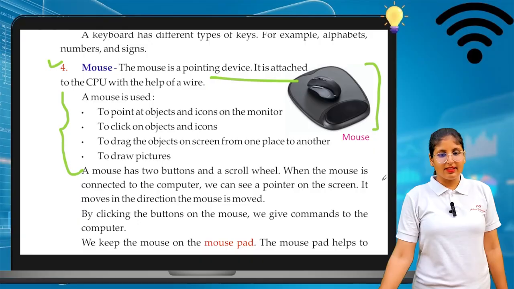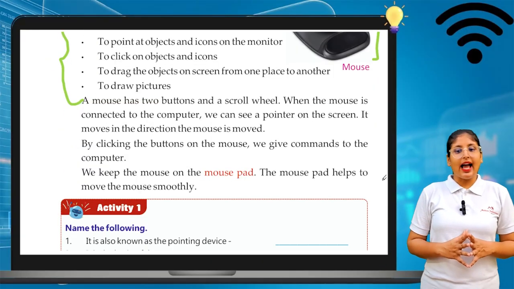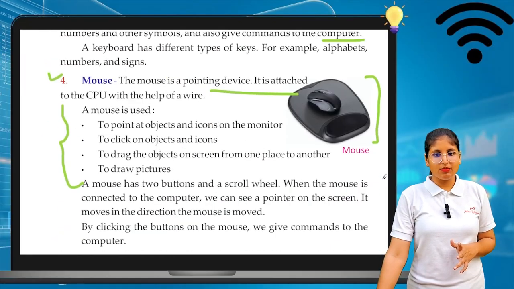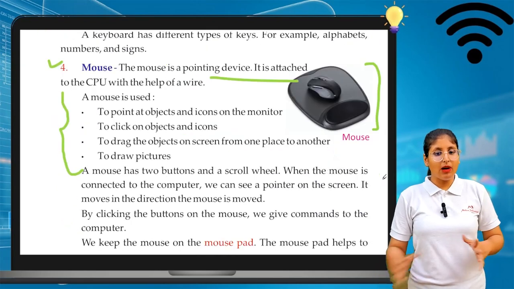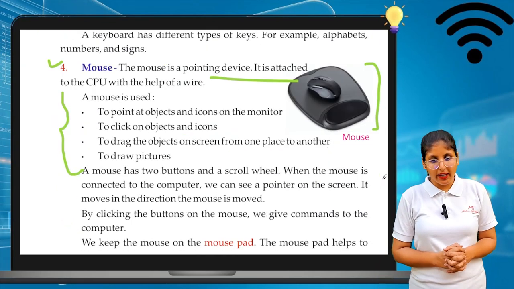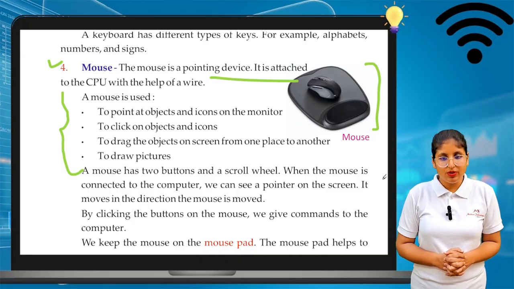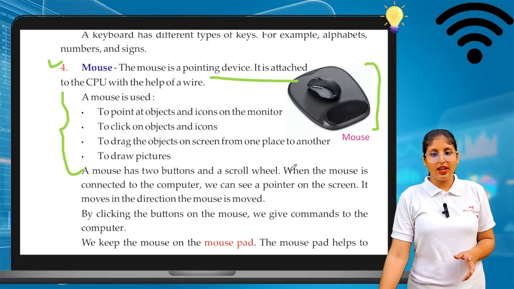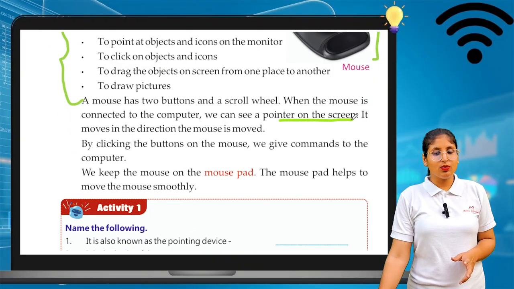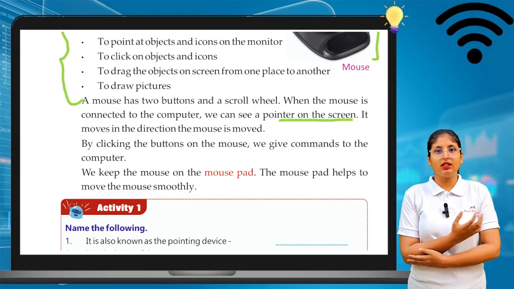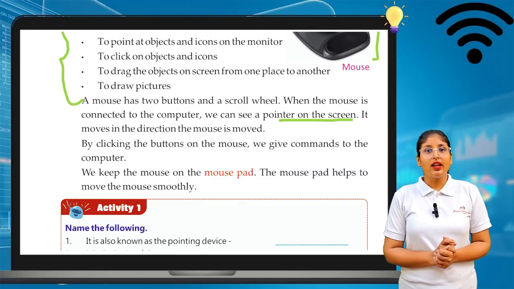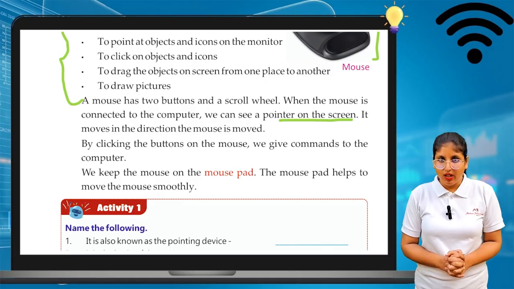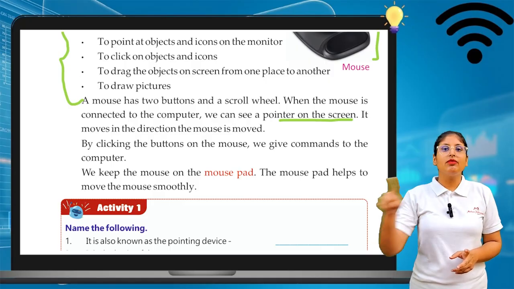Next. A mouse has two buttons and a scroller wheel. The scroller wheel is used to move up and down the page, like this. When a mouse is connected to a computer, we can see a pointer on the screen also. So from that we can easily identify where our mouse is. The pointer will move in the direction the mouse is moved.